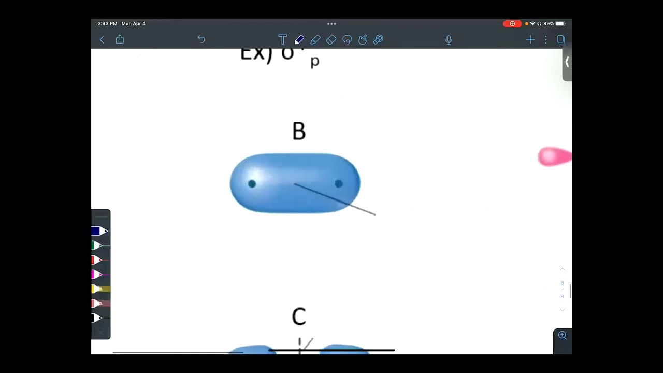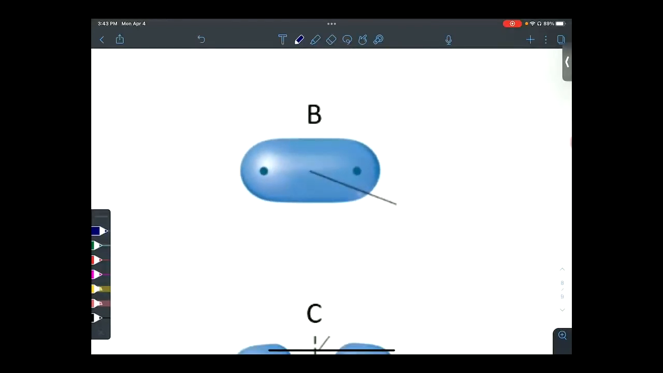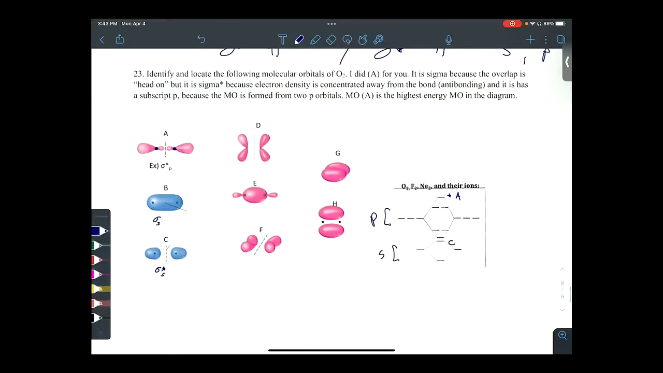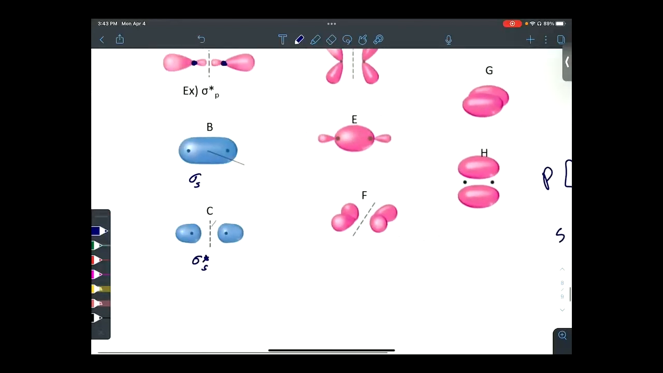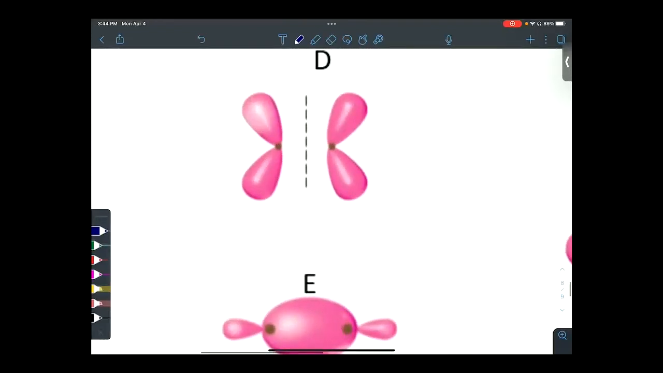B is what type of interaction? Sigma, pi. Sigma. Star or no star? No star, because it's bonding. There's lots of electron density between those atoms. Between what kind of orbitals? S. All right, so where is that orbital? On the very, very bottom, yes, B. So you can see B and C go together. They're like the bonding and anti-bonding pair, all right? Okay, keep going. D, what type of interaction?